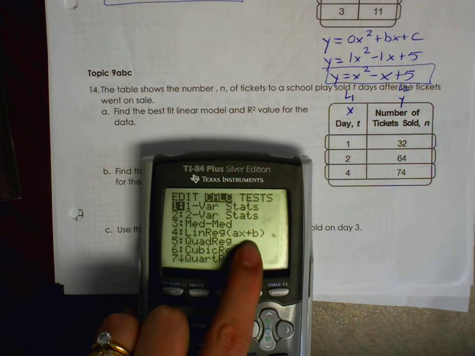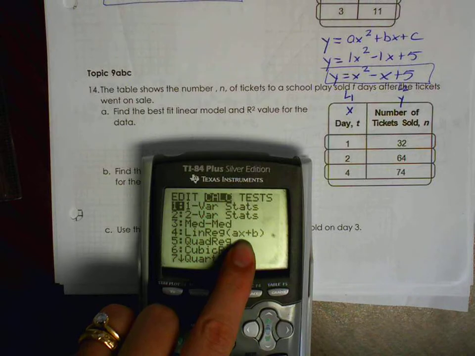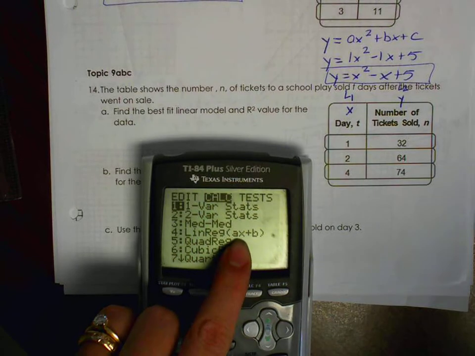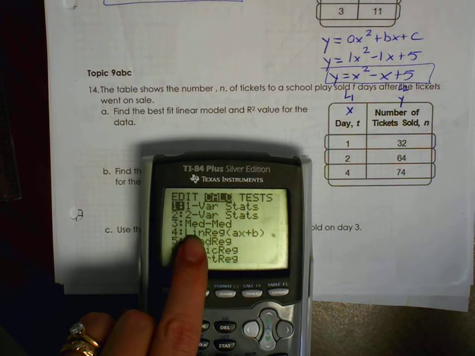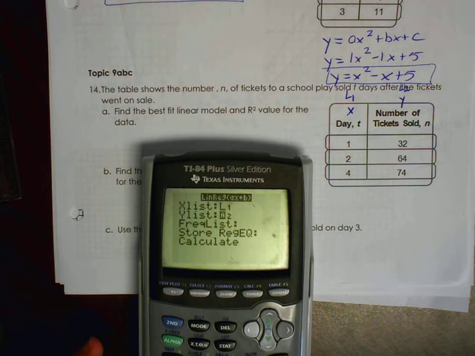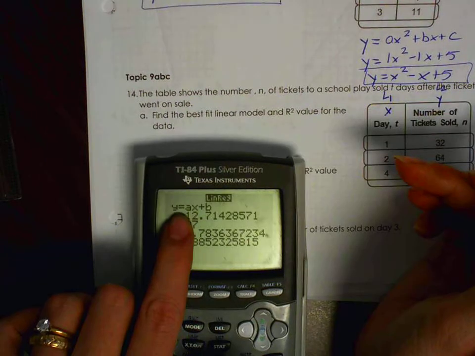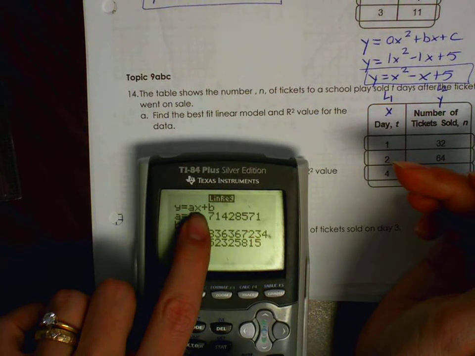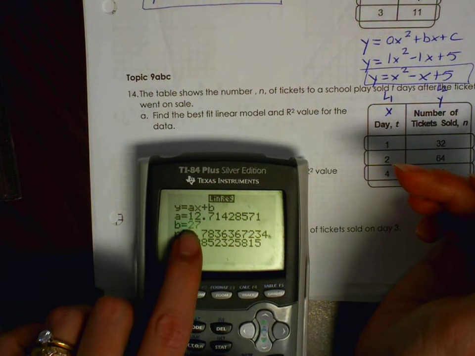It shows ax plus b. We talk a lot about mx plus b. They're using a, but this is my line, number 4. LIN for line, linear regression. So we're going to hit 4, and then enter, enter, enter, enter, enter. It gives you the form to stick it in. So it tells you y equals ax plus b, and it gives you a, and it gives you b.